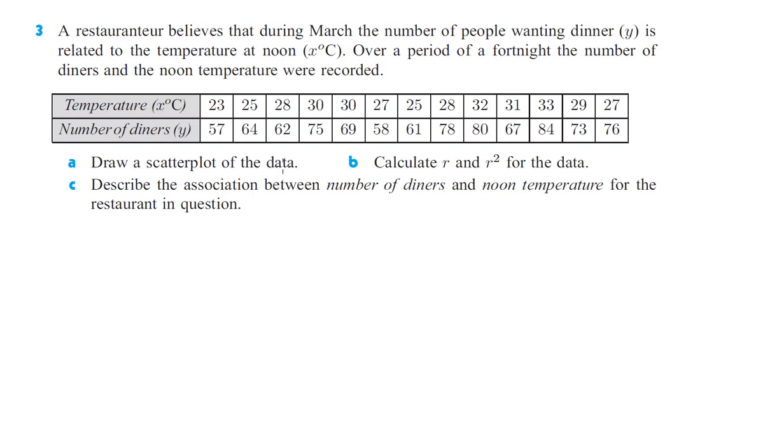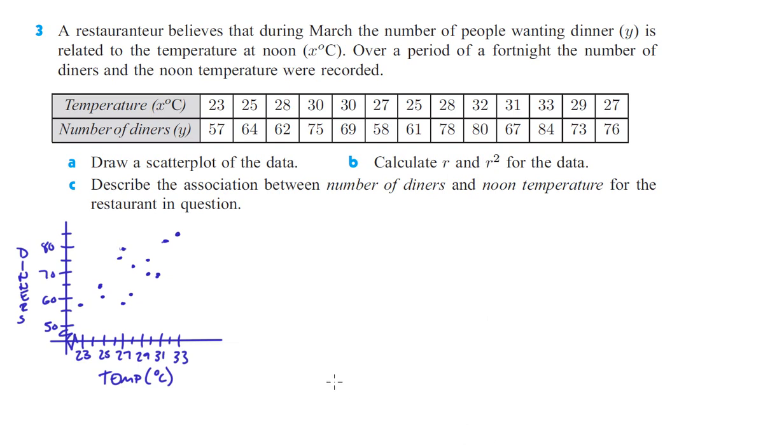Draw a scatter plot, calculate the R and the R squared for the data, and then describe the association between number of dinners and noon temperature for the restaurant in question. Okay, so I'm going to pause and draw a scatter plot, and then we'll calculate the R and the R squared. Okay, so here's roughly what the scatter plot looks like.